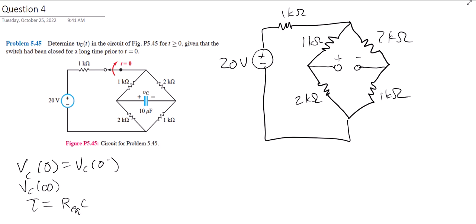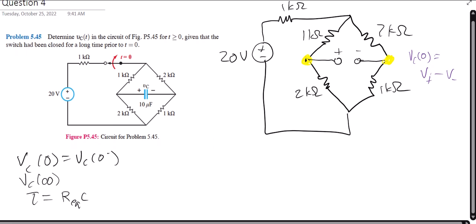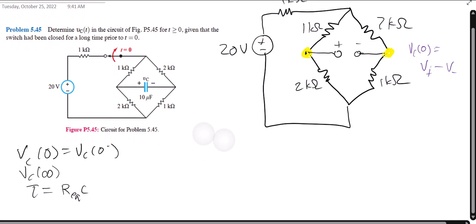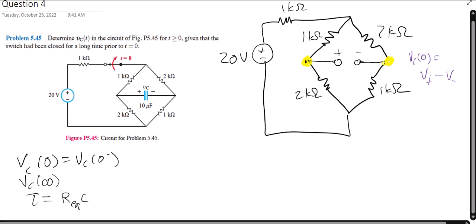So right now we're looking for VC of 0, so we're looking for the voltage across this capacitor. So what we really need to know is the voltage here and the voltage here, and then VC of 0 will be V plus minus V minus. So let's first notice we do have a current. Let's first go ahead and figure out, this is how I did it.